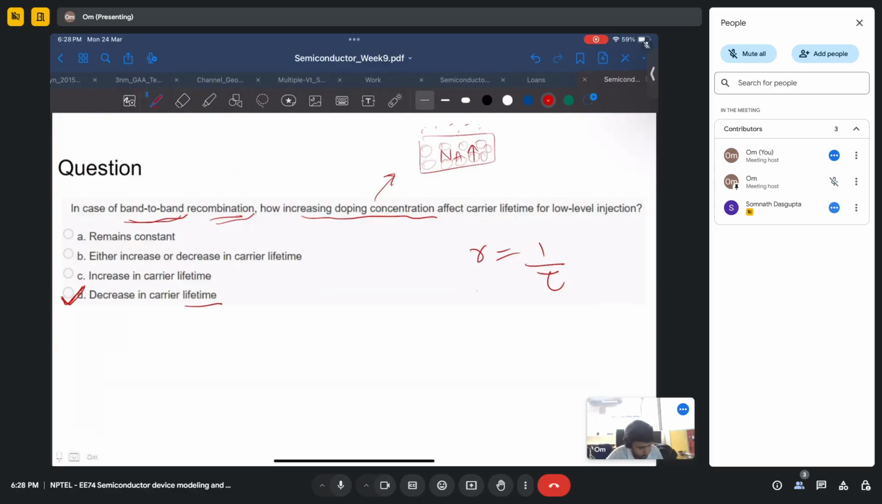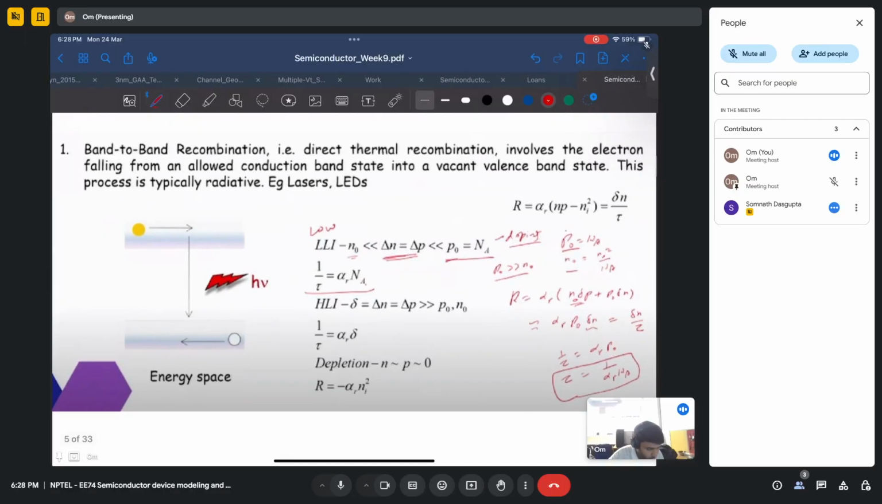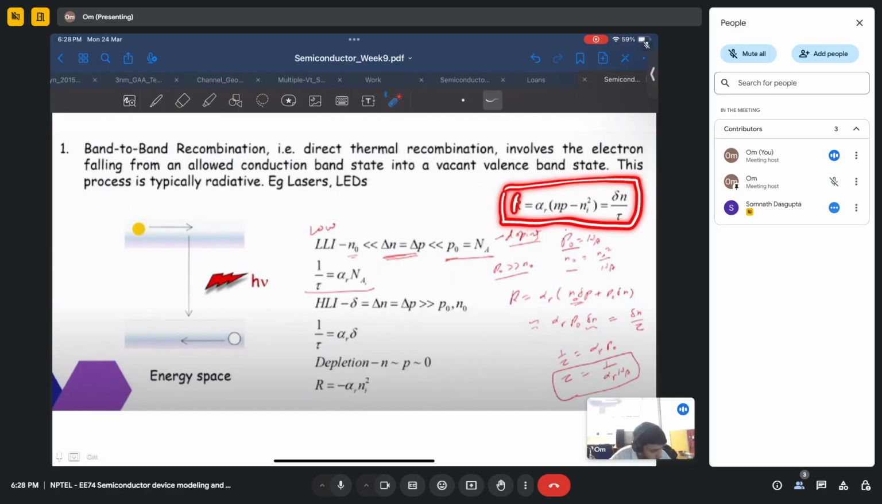Okay, so this is the decrease in carrier lifetime, and if we go through the videos, the same thing is explained for band, specifically for band to band recombination. So this is a general expression for the recombination: some alpha factor times np minus ni squared, which is actually the change, due to recombination or generation processes, in the equilibrium concentration of n and p, that is delta n by tau.